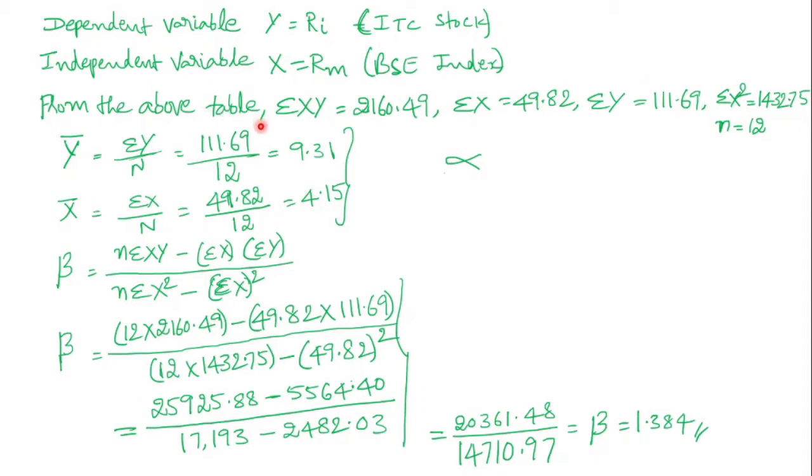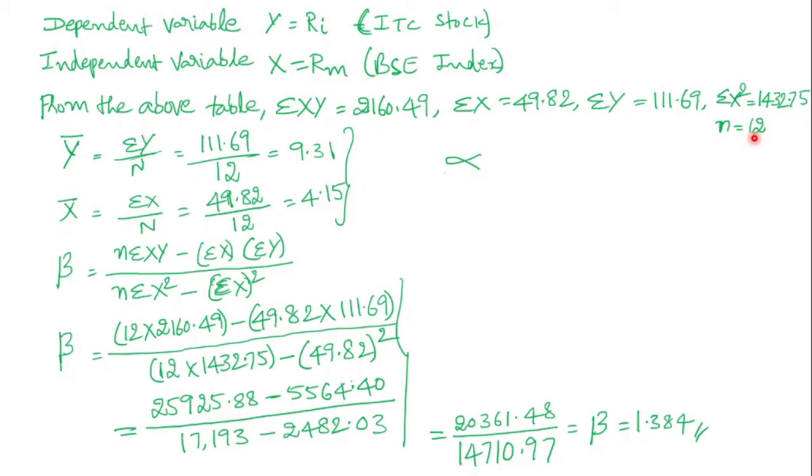From the table in the last slide, which we have calculated, I have extracted the values. That is, sigma xy is equal to 2160.49, sigma x is equal to 49.82, sigma y is equal to 111.69, sigma x square is equal to 1432.75, and n is equal to 12. These are the values I have taken from the earlier table which we calculated from the given problem.